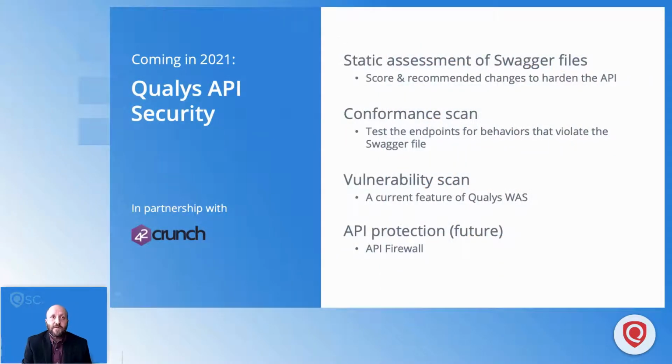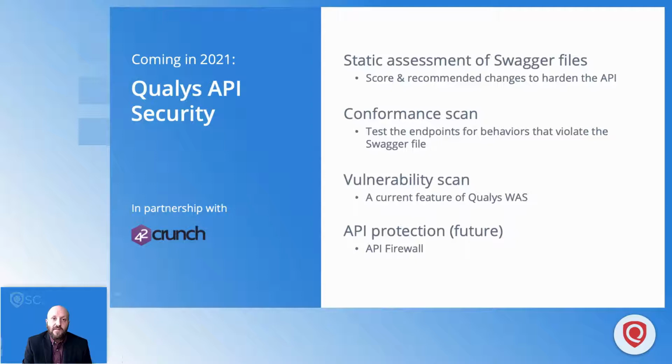And coming very soon, we have a new product called Qualys API Security that we're building in partnership with a company called 42Crunch. Qualys API will consist of three components to start with. The first is going to be a static assessment of your Swagger or OpenAPI file. You'll get a score from 0 to 100 and recommended changes to harden that file. The second thing will be a conformance scan. This will be a scan that verifies the API conforms to the contract, the file. If it says it doesn't accept negative values, the conformance scan will test if it does in fact accept negative values. And the third part will be a vulnerability scan.